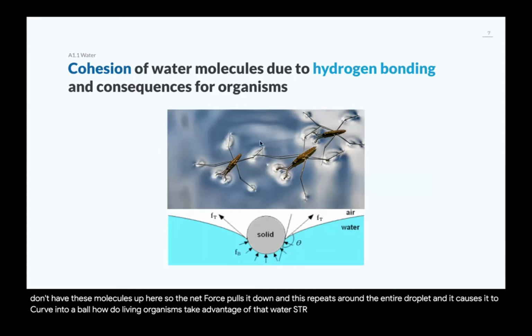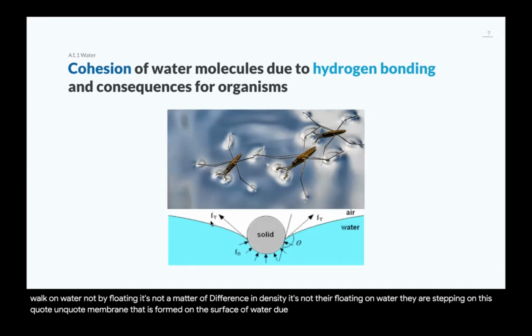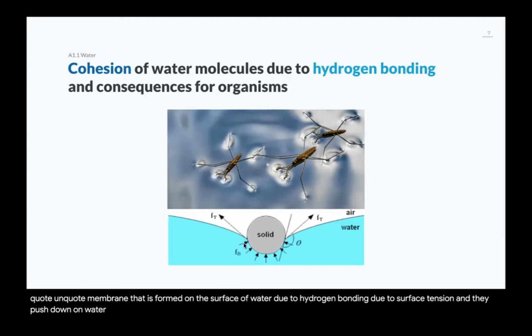How do living organisms take advantage of that? Water striders. These insects are called water striders. They walk on water, not by floating. It's not a matter of difference in density. They're stepping on this quote-unquote membrane that is formed on the surface of water due to hydrogen bonding, due to surface tension, and they push down on water, but the water molecules, due to surface tension, push back. The water strider is not submerged. The feet are not submerged.